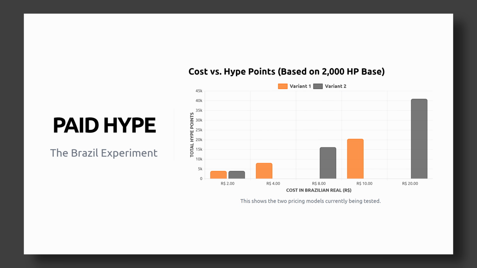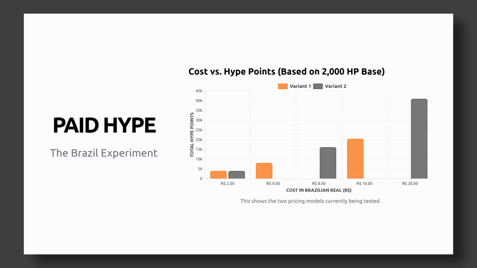Here's the crucial part. The amount of points you get for your money is a multiplier for the base hype points, and we've been told that paying 2 real roughly doubles the points you would get for free. And yes, this multiplier appears to respect the bonus tiers we previously discussed. This is a huge deal. It means that paid hype is exponentially more valuable for smaller creators.